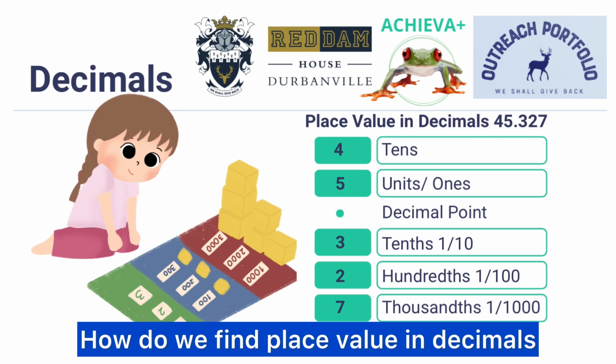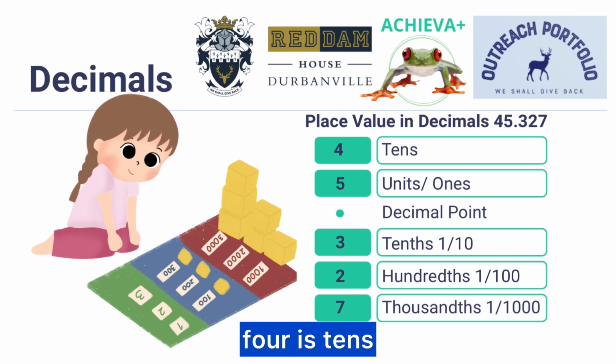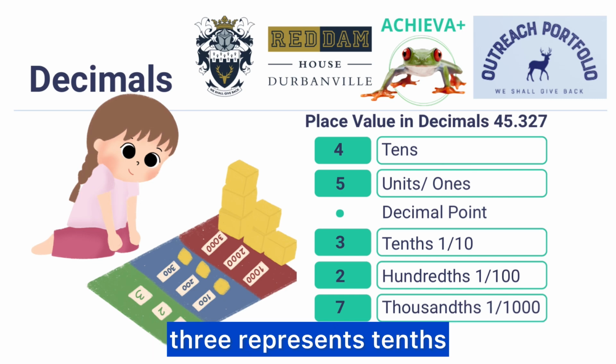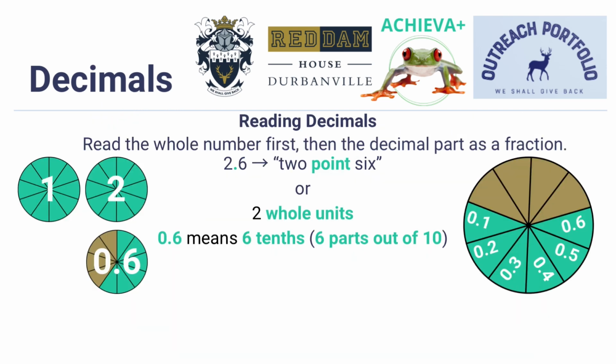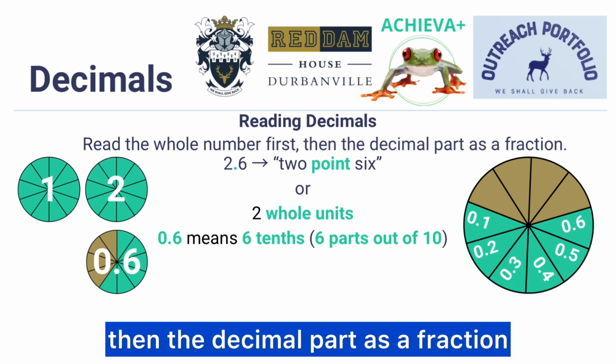How do we find place value in decimals? For example, for the number 45.327, 4 is tens, 5 is units, the point is the decimal point, 3 represents tenths, 2 is hundredths, 7 is thousandths. Reading decimals. Read the whole number first, then the decimal part as a fraction.